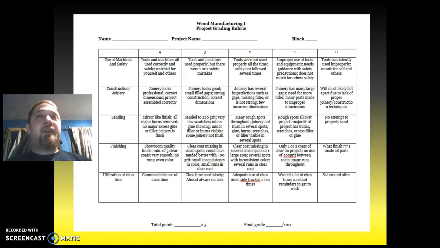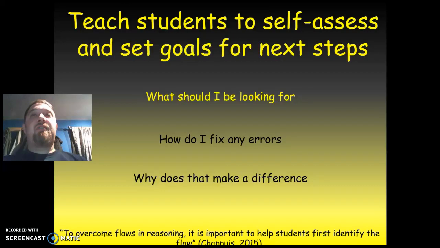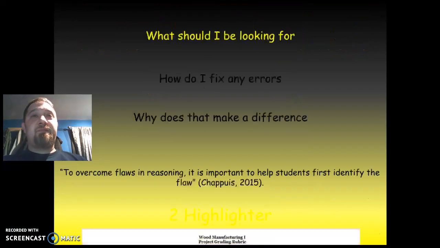This is an example of my grading rubric. The rubric stays the same throughout my class, even though projects build in complexity and change so that they have to learn to adapt. I believe that strategy number 4 may be the most important of all. If students know what to look for, how to fix their mistakes, as well as understand why it is important, they will be able to create success for themselves.